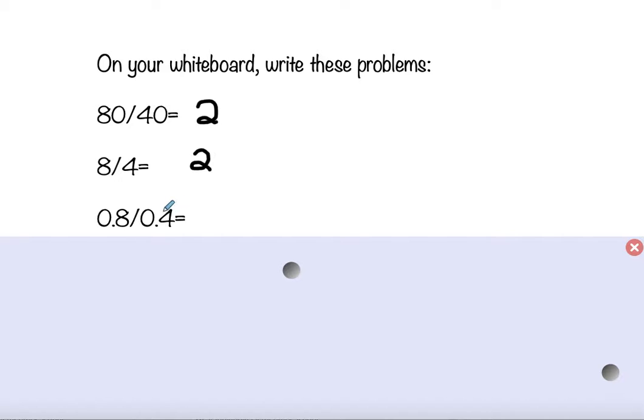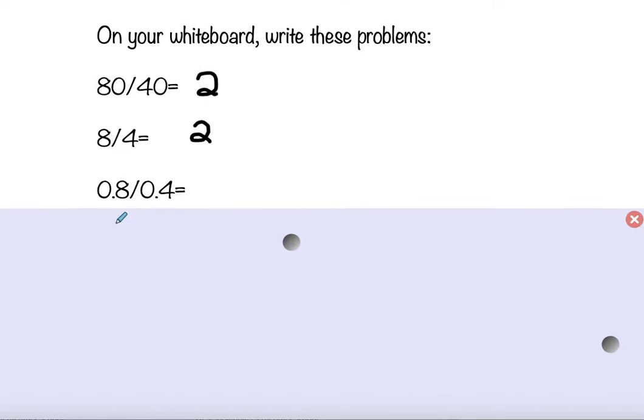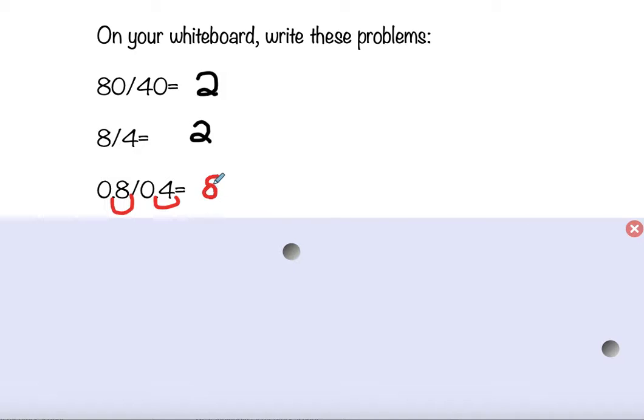0.8 divided by 0.4. So on this one, what we're going to do is we're going to multiply both of those numbers by 10. Which means we're going to move the decimal point one place to the right because we're going to make it greater. So we're going to end up with 8 divided by 4, which is 2.